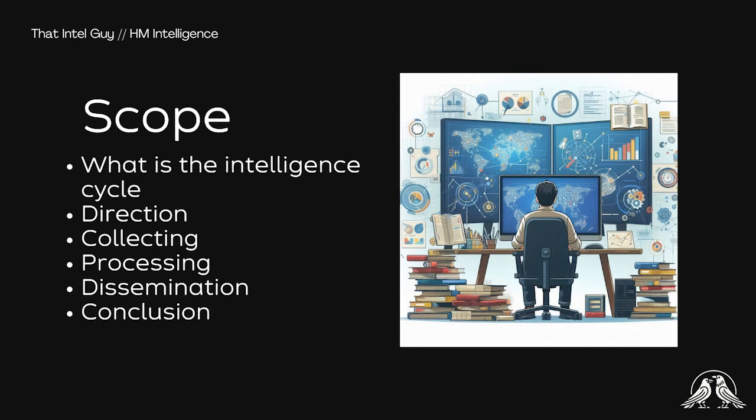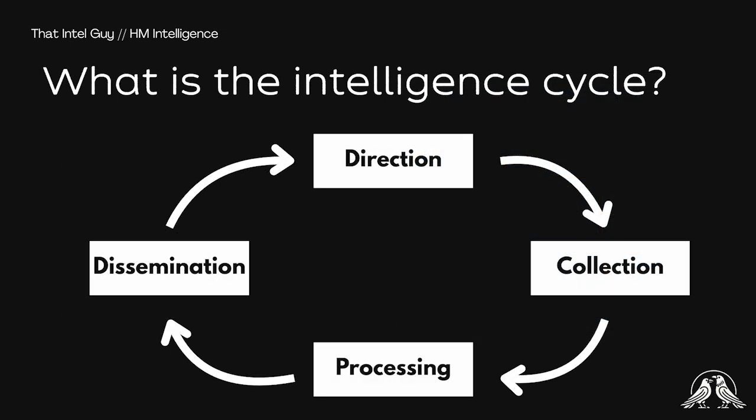So in this quick lesson, we're just going to cover off what the intelligence cycle is and go through each individual part: direction, collection, processing, and dissemination. And then we'll just conclude with a summary. So, what is the intelligence cycle? It's the backbone of intelligence analysis. It's a guiding, systematic, and organized process to transform raw data into valuable intelligence.